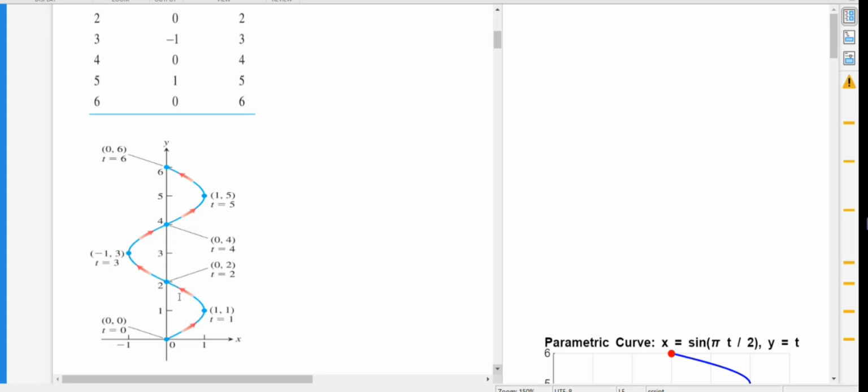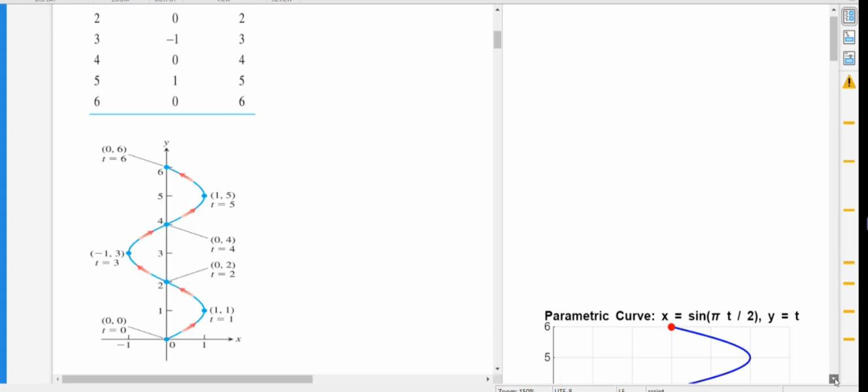As you can see over here, there is an arrow. The arrow shows the direction of motion on this curve. It shows the direction of motion simply. If the arrow is on the opposite side, it means that the motion is in that direction.